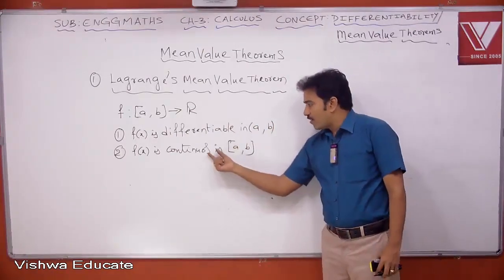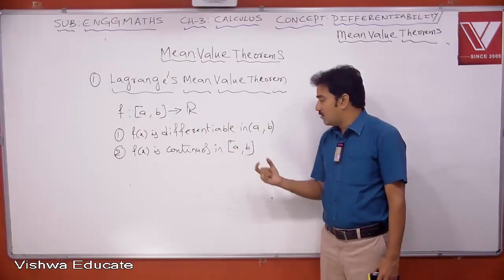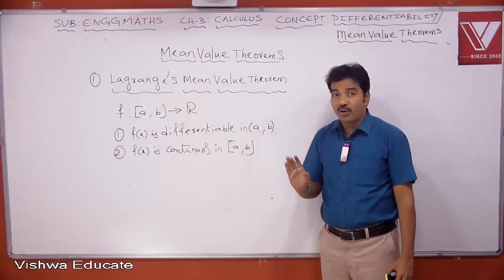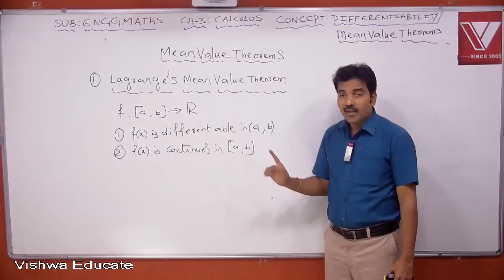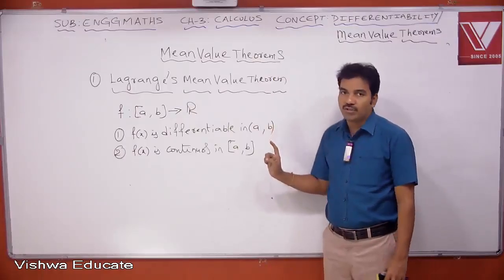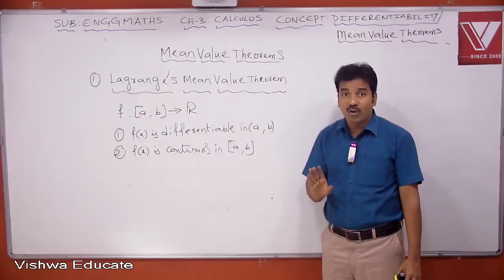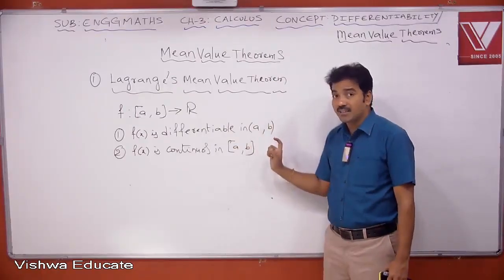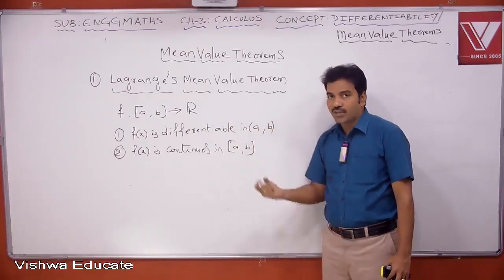And we know that the graph of f(x) is continuous in the closed interval. Remember two points. For continuity, the closed interval is required. For differentiability, endpoints may not be required. Even if you don't have a derivative at a, no issues. Even if you don't have a derivative at b, no issues. Even if you have derivatives at a and b, you don't get any additional advantage. So you need not worry about endpoints regarding the derivative. It must be differentiable in the open interval and continuous in the closed interval.